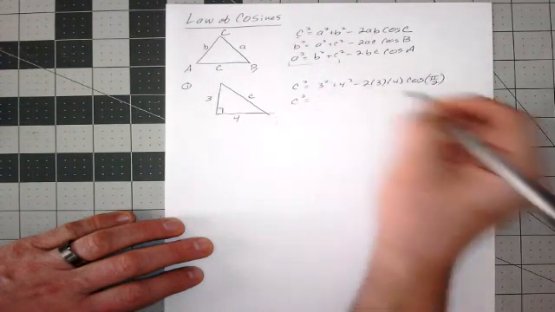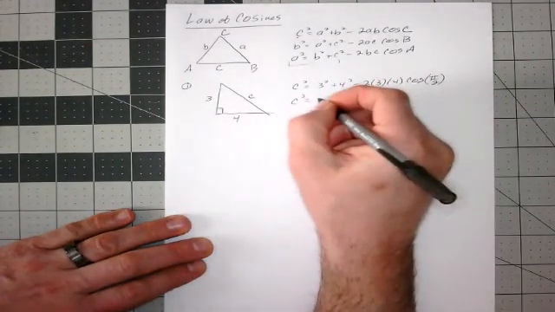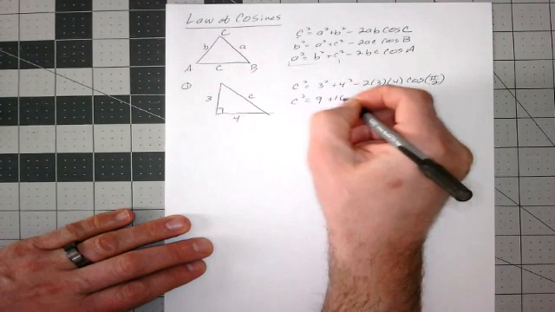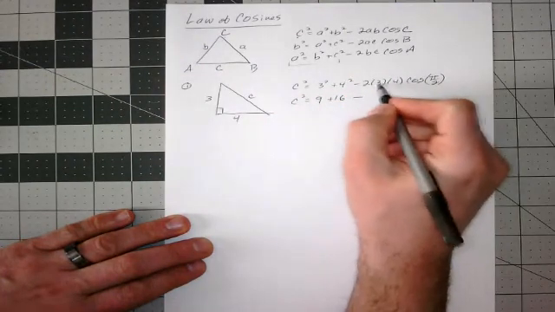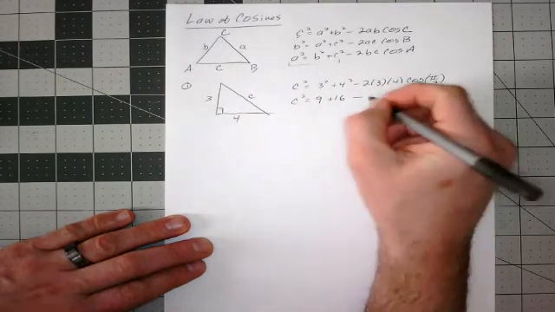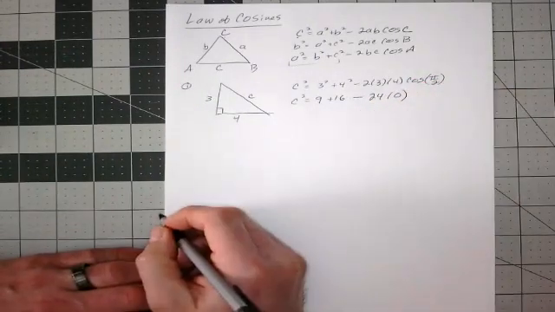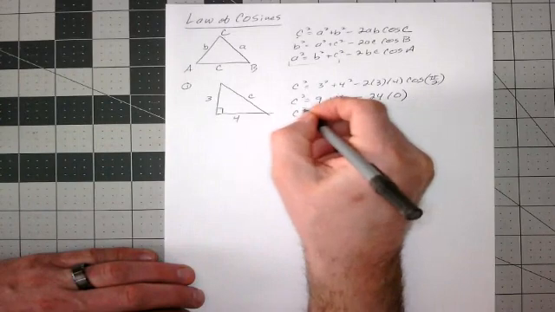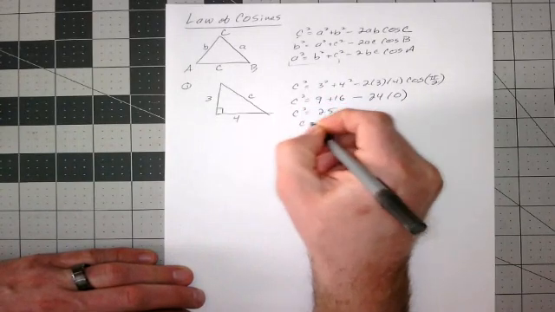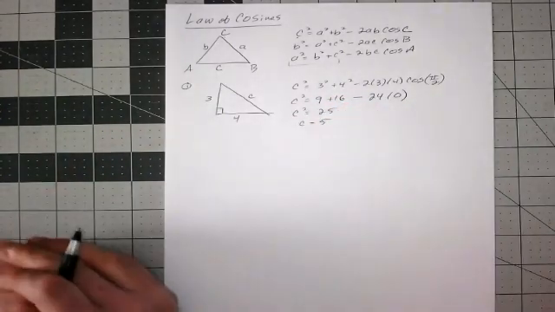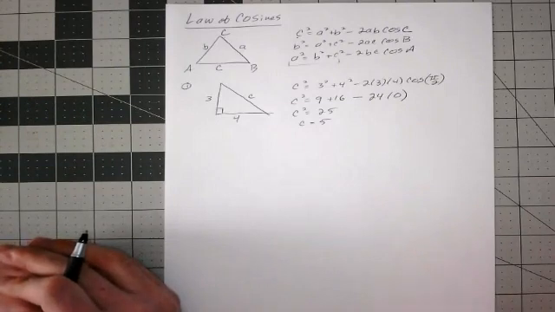c squared would equal 9 plus 16 minus 24 cosine of pi over 2. Cosine of pi over 2 is 0, right? So c squared equals 25, c equals 5, and that's our regular 3, 4, 5 right triangle given to us.